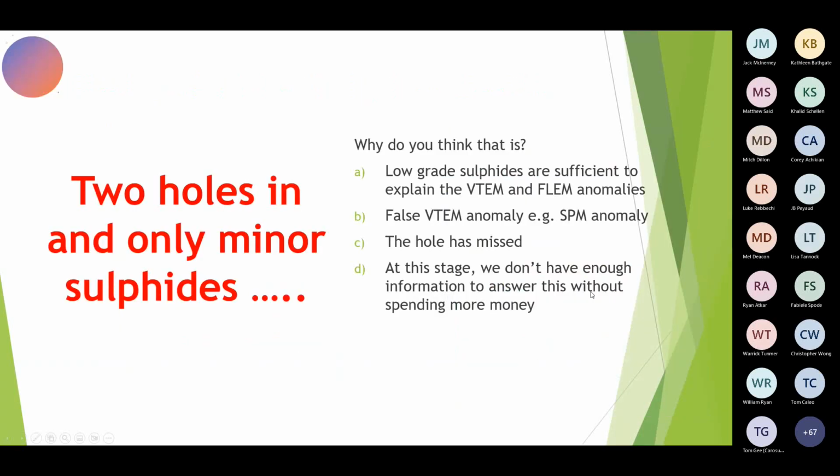Let's do this one. So what do we think is going on here? Do you think that the low-grade sulfides that they did intersect are sufficient to explain the VTEM and fixed loop EM anomalies? We know it's not a false VTEM anomaly because that's why we did the ground EM, to confirm it was real. Maybe the hole's missed, just a possibility, okay? Or at this stage, we don't have enough information to answer this without spending more money. Yeah, it is true. At this stage, we don't have enough information. So let's do some more work.